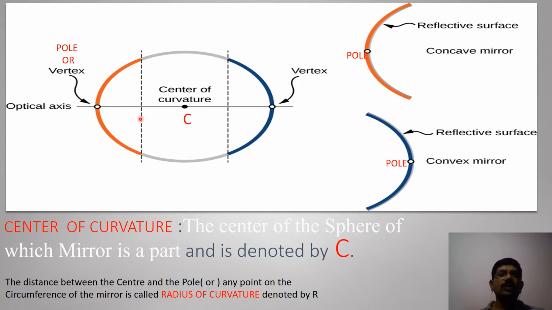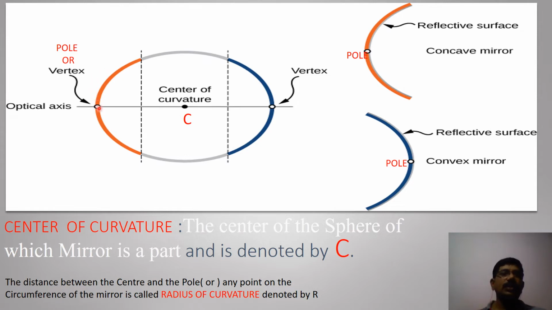You observe this one. This is a sphere. The center of the sphere is the center of this curved surface. I have taken a portion of this sphere which is bulged outward. This portion is silver painted. If the reflecting surface is bulged outwards, and the other portion of the mirror is silver painted, this is known as a convex mirror.